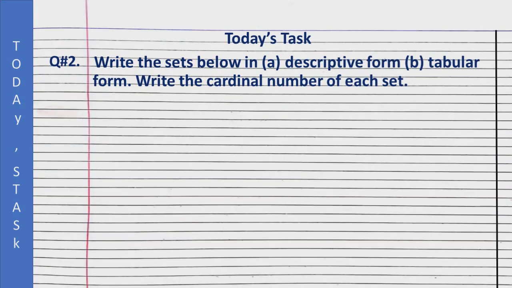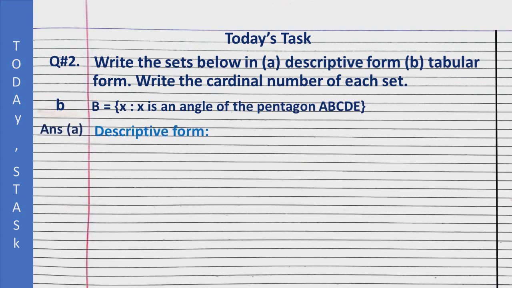So dear students, let's start part B of question number 2. Set B is equal to x such that x is an angle of the pentagon ABCDE. Let's write the answer in descriptive form. Do you know how to write the answer in descriptive form? Yes, dear students, I hope all of you know that in descriptive form, we just describe the statement. B is equal to all the angles of the pentagon ABCDE.